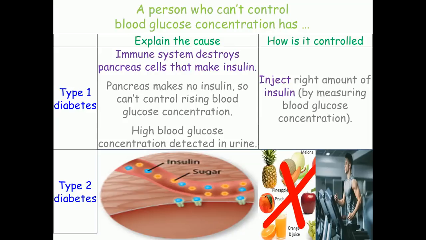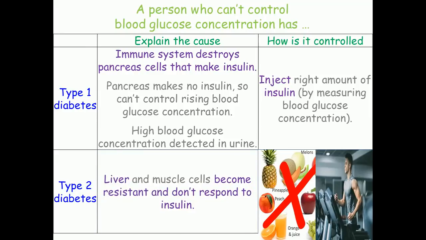In type 2 diabetes, you can see there is insulin in the blood here. However, the liver and also the muscle cells become resistant, and therefore they don't respond to insulin. So the key words there you want to use are resistant and respond. And you want to say that they don't respond to insulin. So here a person can make insulin, their pancreas can secrete it, but unfortunately the liver and also the muscle cells become resistant and don't respond to it.